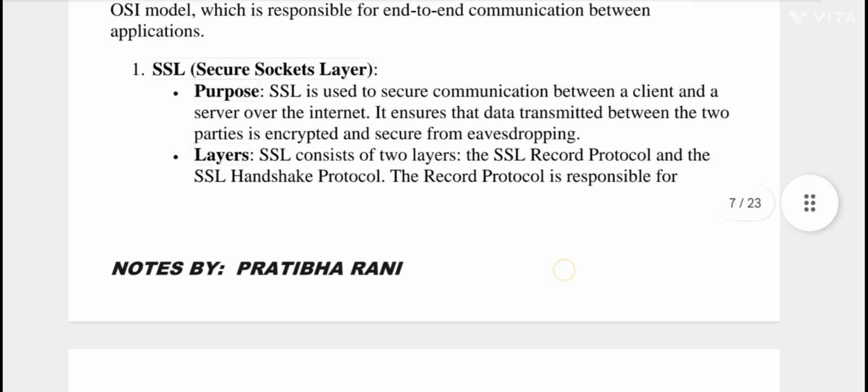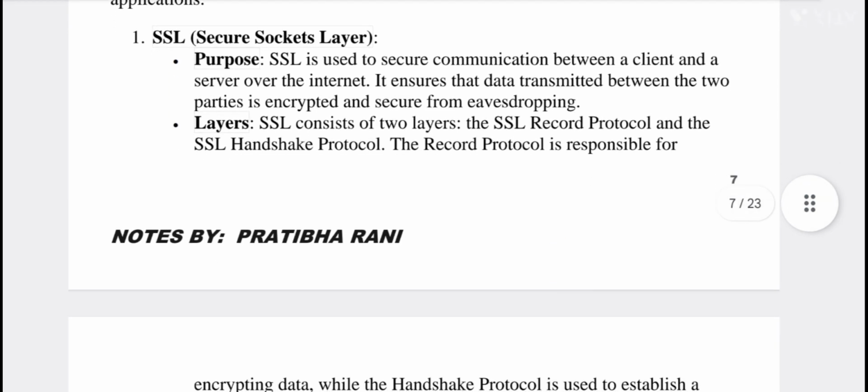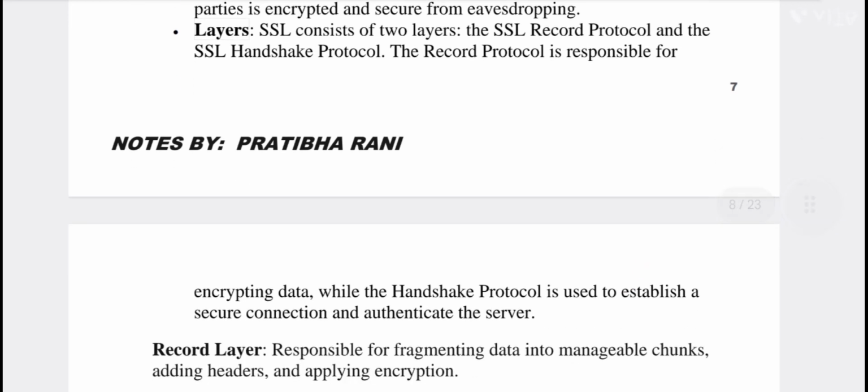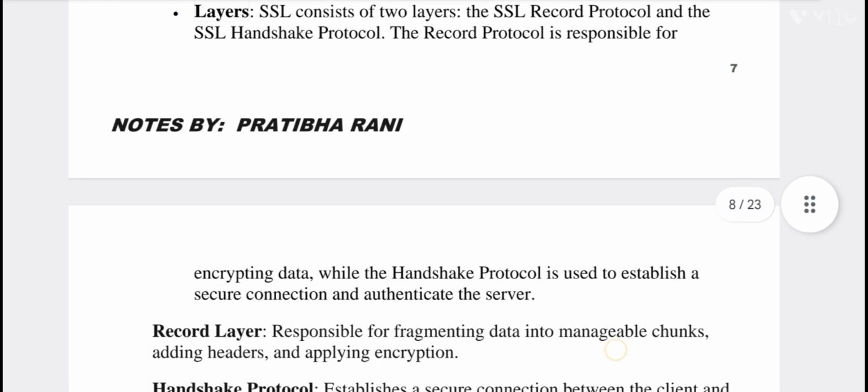Now let's see the purpose. Basically SSL is used to secure communication, and TLS has the same purpose. In terms of layers, SSL has two layers: the SSL record protocol and the SSL handshake protocol. The record protocol is responsible for encrypting the data, and the handshake protocol is responsible for secure connection and authentication over the servers.